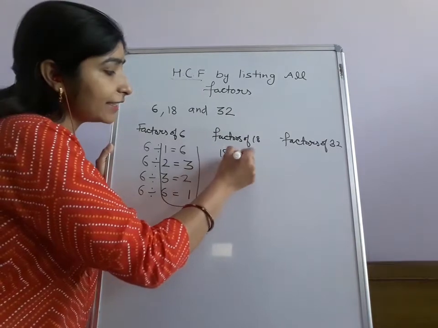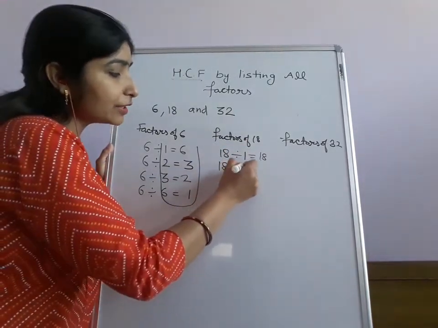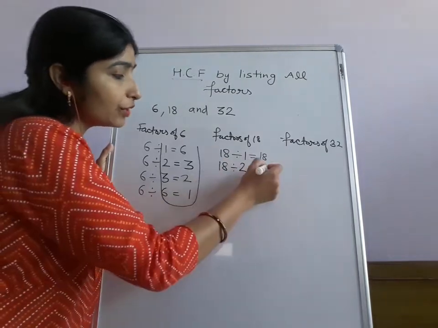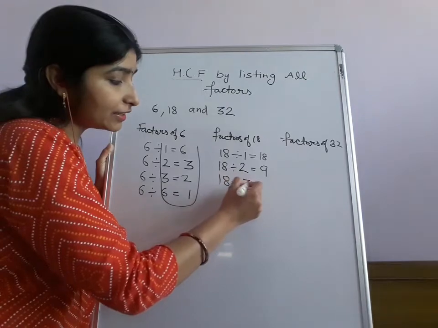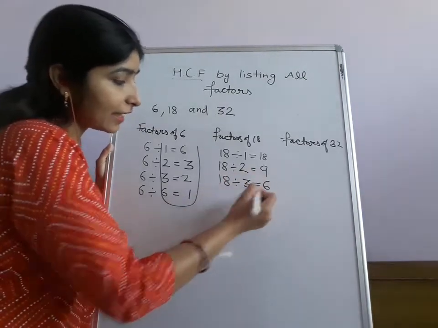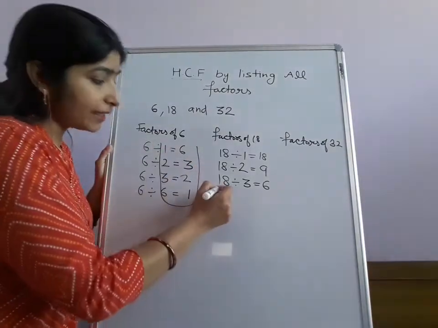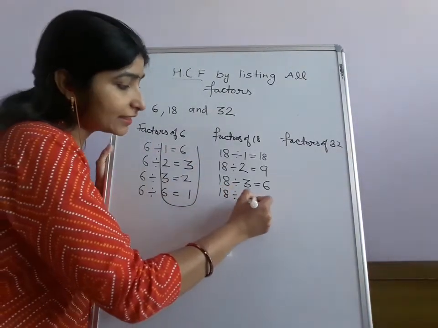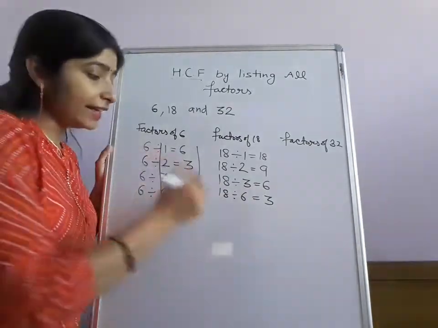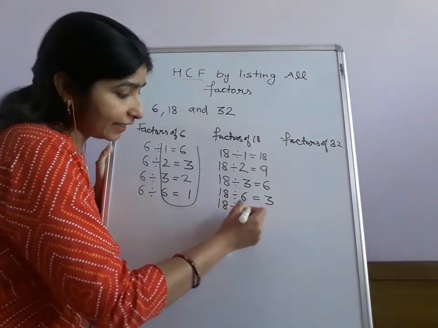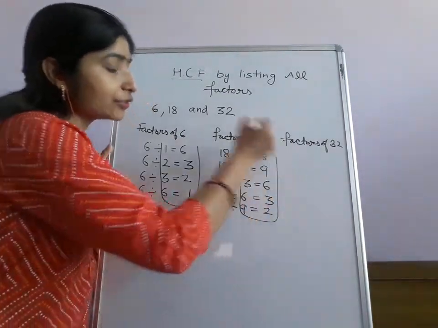Now I will divide 18. 18 divided by 1 is 18. 18 is an even number, so divisible by 2. 2 nines are 18. Okay. Now 18 will come in the 3 table also, so 3 sixes are 18. 18 is not divisible by 4, 5, but 18 is divisible by 6, yes. Then 18 is not divisible by 7 and 8, 18 is divisible by 9. Up to 9 you will check only. So these are the factors of 18.